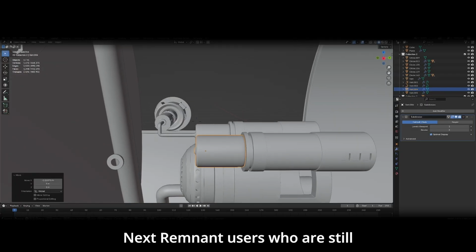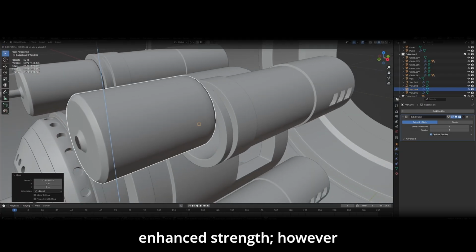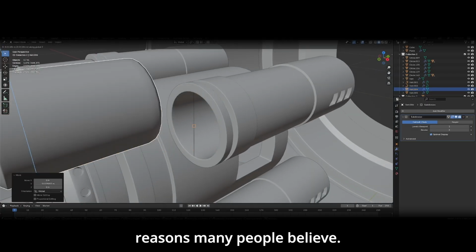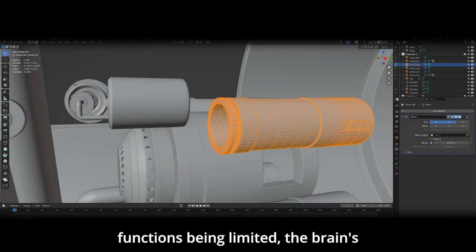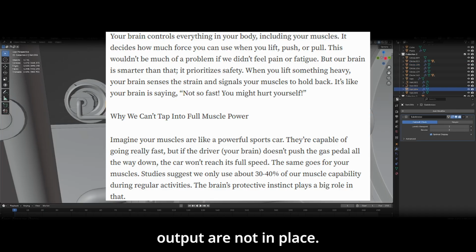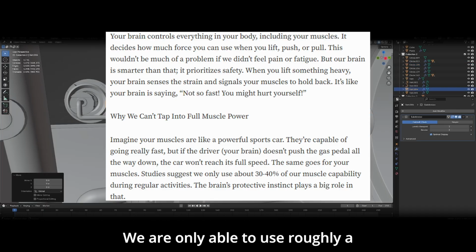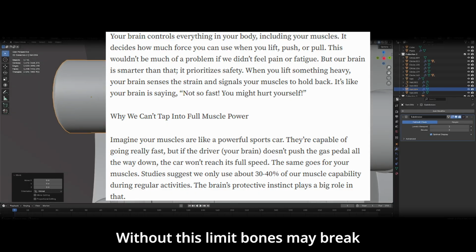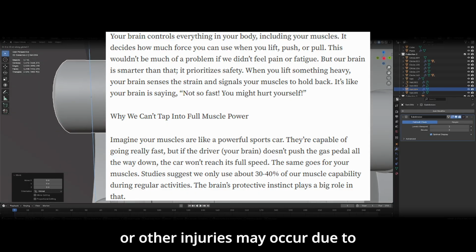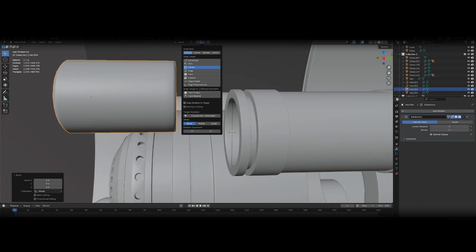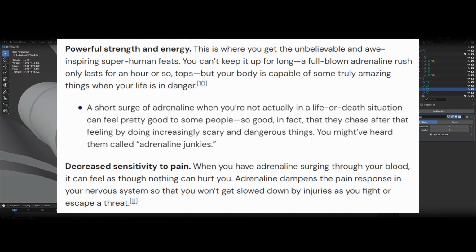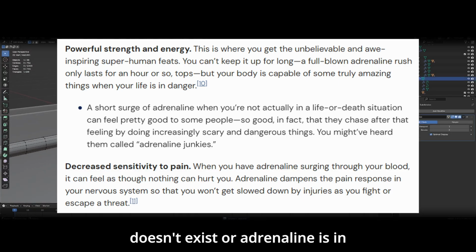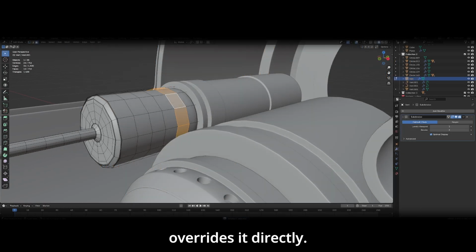Next, Remnant users who are still somewhat human gain a form of enhanced strength, however, it's not for the reasons many people believe. Put simply, with the mind's functions being limited, the brain's self-imposed limits on our muscle strength output are not in place. We are only able to use roughly a third of our strength depending on the source due to said limit. Without this limit, bones may break, or other injuries may occur due to overuse of our muscles. However, when one's body is literally on the brink of death, either the function itself doesn't exist, or adrenaline is in constant flow, which overrides it directly.